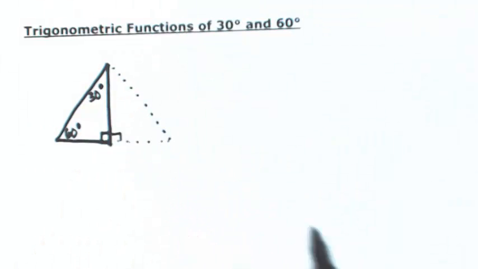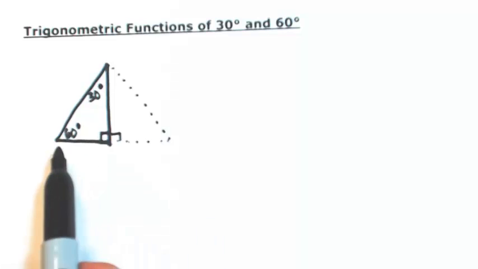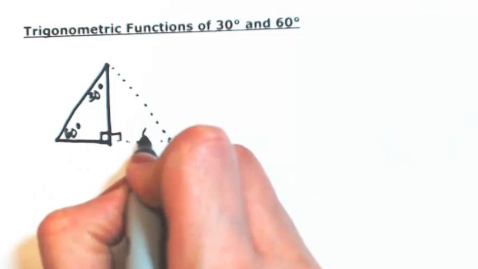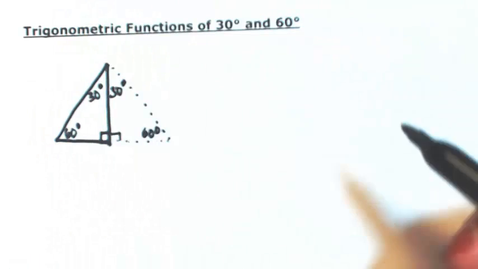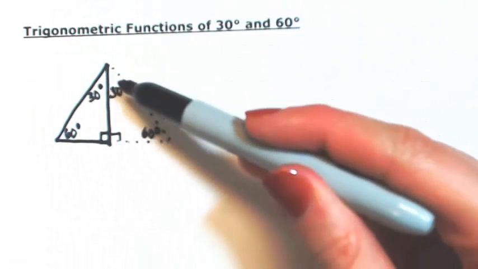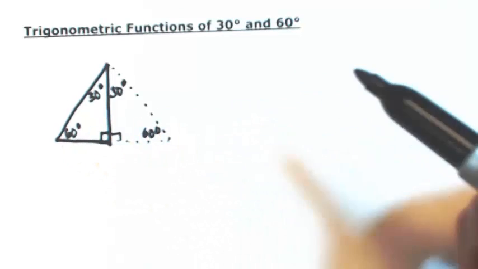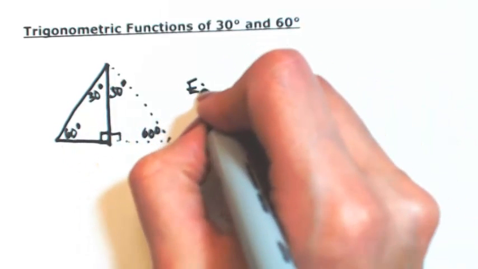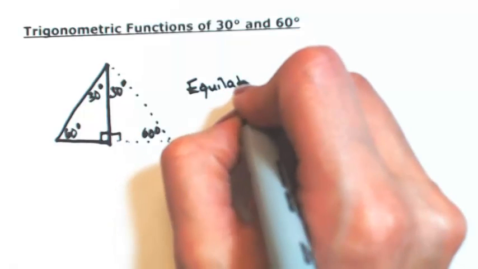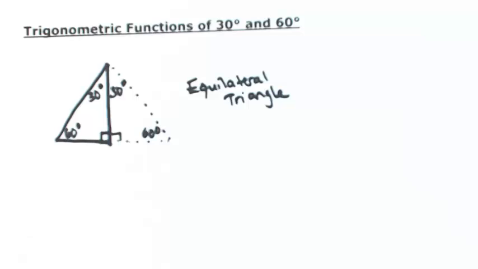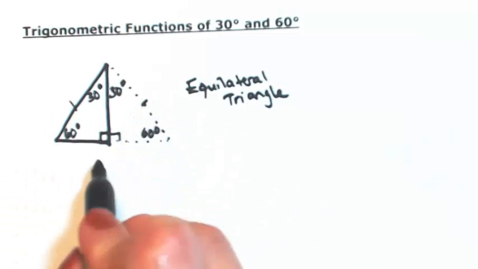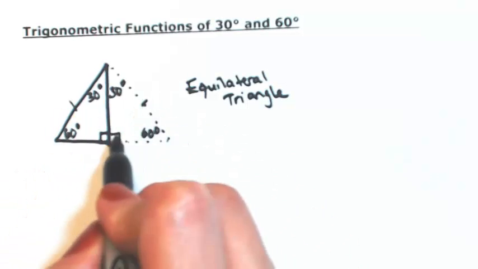So we have two right triangles right next to each other. So then the bottom angle on the right side is also 60 degrees, and then the top angle is 30 degrees. Now the reason I did this is because now all the angles are 60 degrees. So this is an equilateral triangle. So that means that all the sides are the same. So the bottom completely is the same.